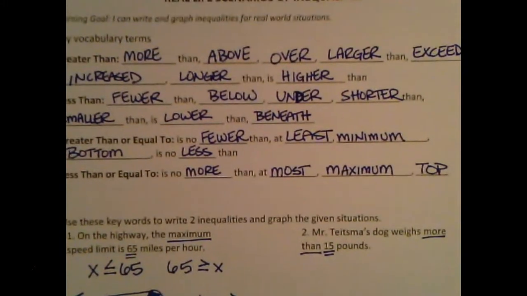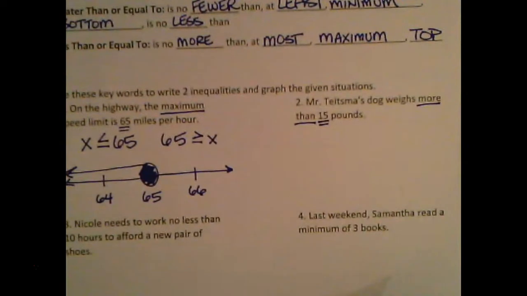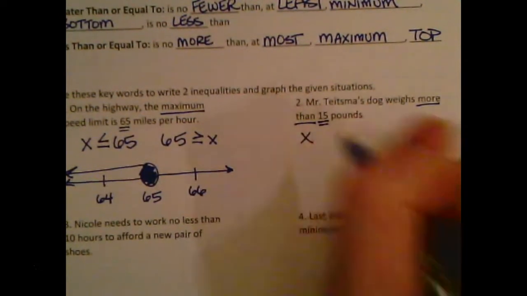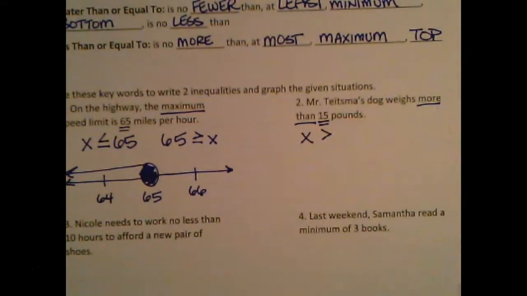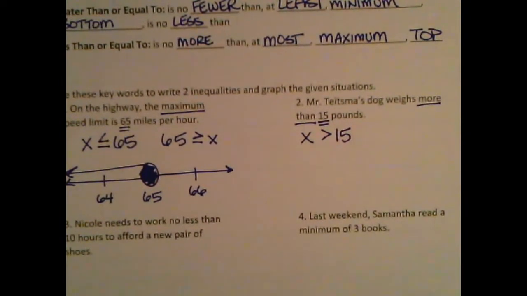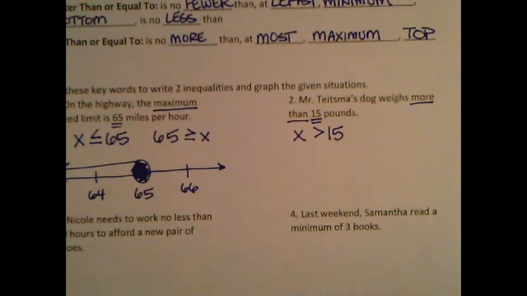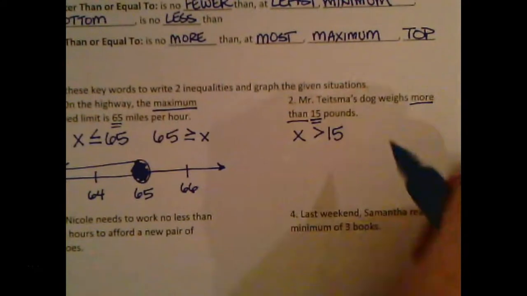So if you come up here and you take a look, "more than" goes with greater than. So, using x again, how much my dog weighs is more than 15 pounds. So x is greater than 15. Can my dog weigh 15 pounds? Nope, he weighs more than 15 pounds. Okay, can't weigh 15 because he's more than that. And 15 is not more than 15, so you cannot have the equals here. It's got to be just greater than.